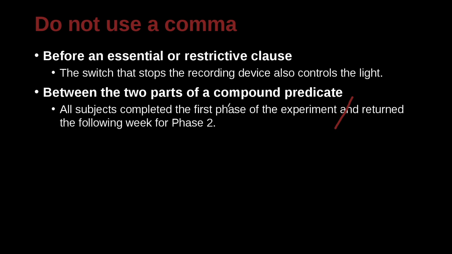All subjects completed the first phase of the experiment. That is a complete sentence. That has a subject and a verb. What about the second half? Returned the following week for phase 2. It does have a verb, but what does it not have? It does not have a subject. So the second part of the sentence needs to be connected to the first part of the sentence. You cannot separate them out. So you cannot put a comma here with this conjunction, because remember, that would mean independent before, independent after.